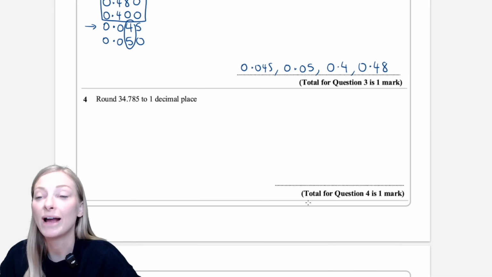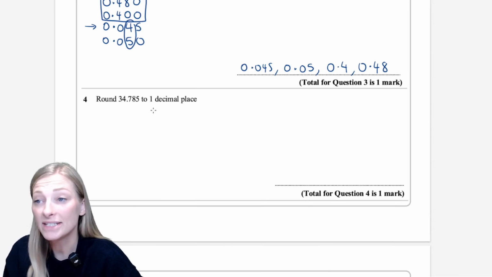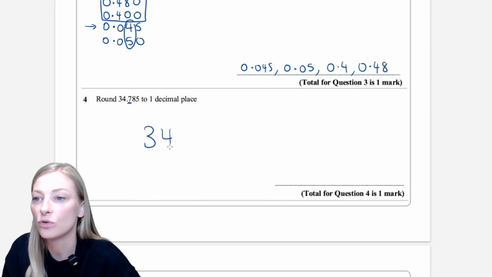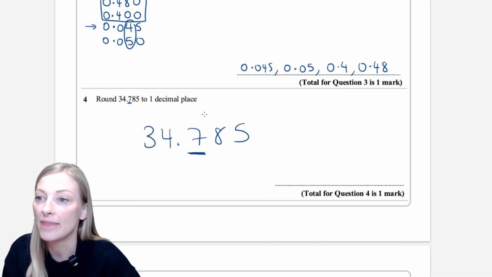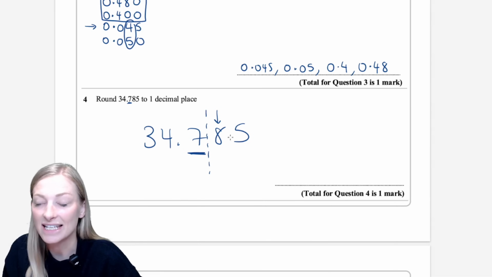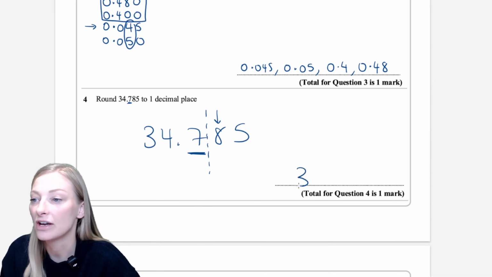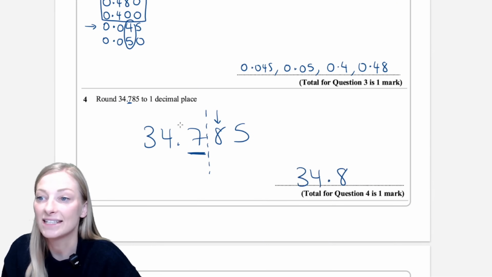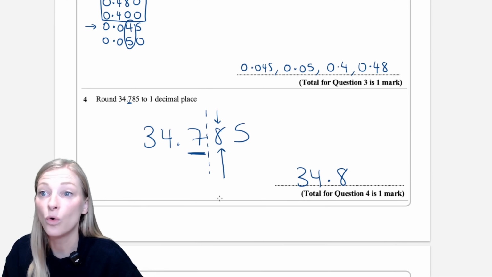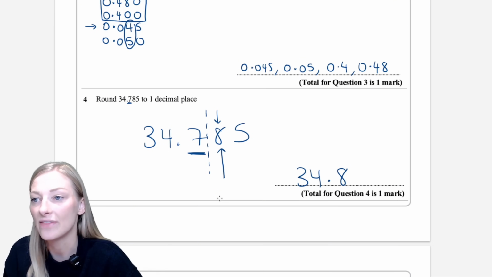Question number 4, round 34.785 to 1 decimal place. 1 decimal place means one number after the decimal point. So 34.785, we want this, and then we chop it and we check it. And given that the next digit is an 8, that rounds up. So it's going to be 34.8. The 7's going to become an 8. If this number here had been 4 or below, then we would have rounded down and it would have stayed a 7 in the tenths column.